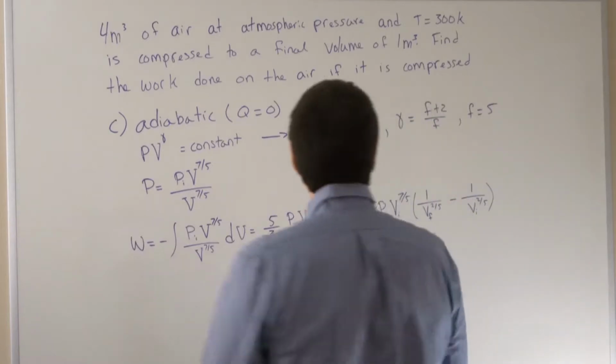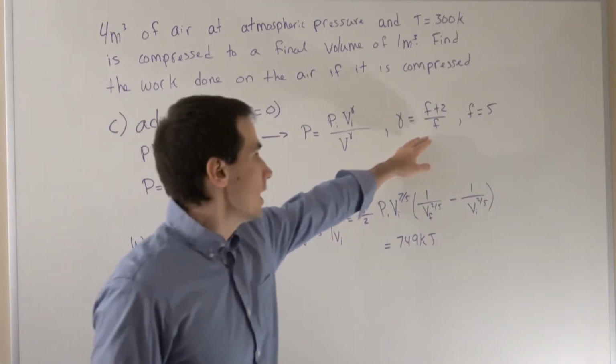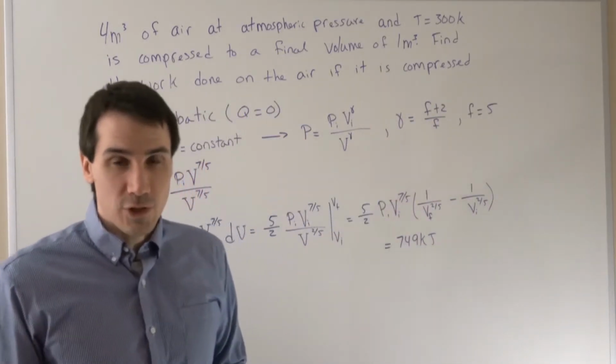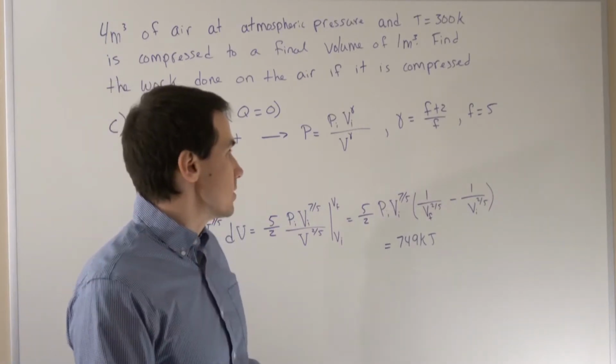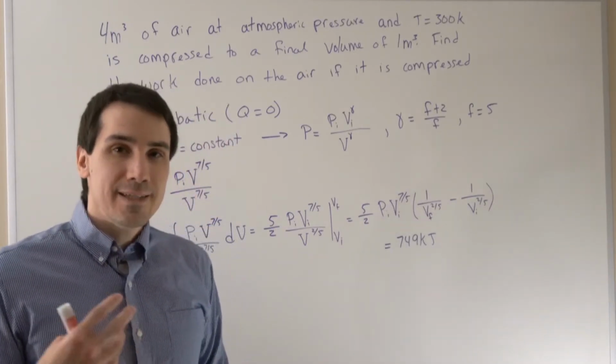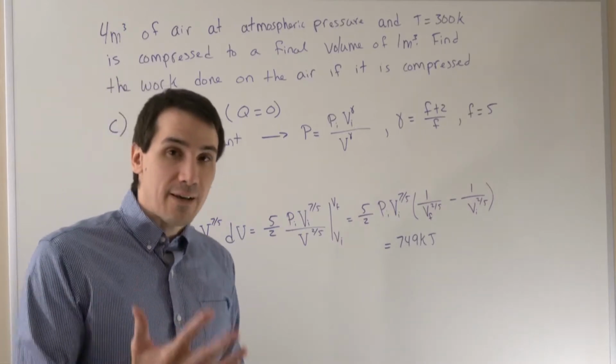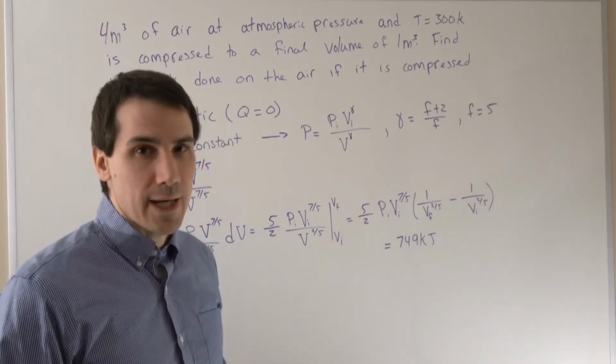Where gamma is related to our number of degrees of freedom. It's F plus 2 divided by F. In this case, F is 5 because we have 5 degrees of freedom for a diatomic ideal gas.